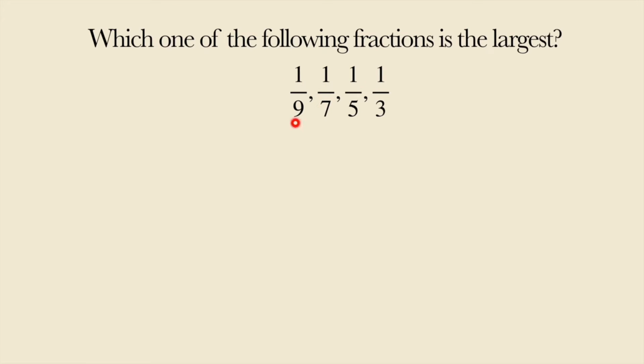So what does 1 over 9,000 really mean? You're cutting 1 pizza up 9,000 times. That's a very, very small fraction. So the largest fraction here is actually 1/3.